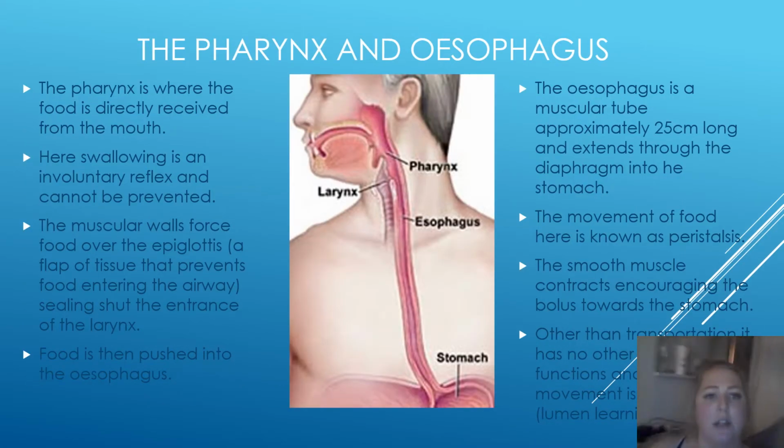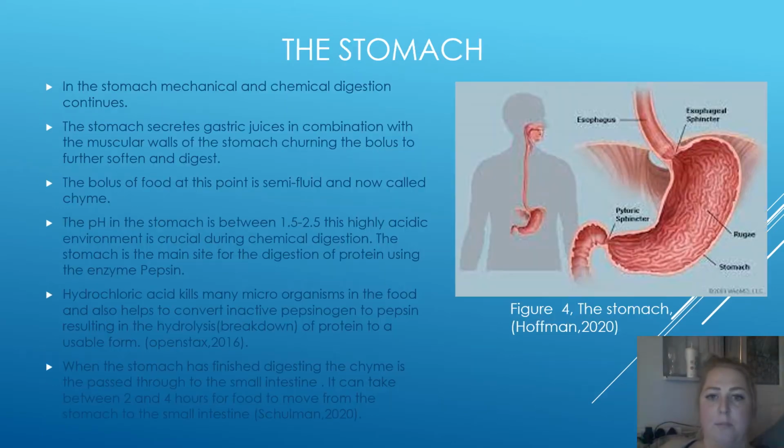The pharynx and the esophagus are where the food is directly received from the mouth. Once it is received, the constrictor muscles of the pharynx contract, forcing the bolus into the esophagus and initiating peristalsis. Other than transportation, it has no other digestive functions, and reverse movement is not possible. Food passes through the lower esophageal sphincter into the stomach.